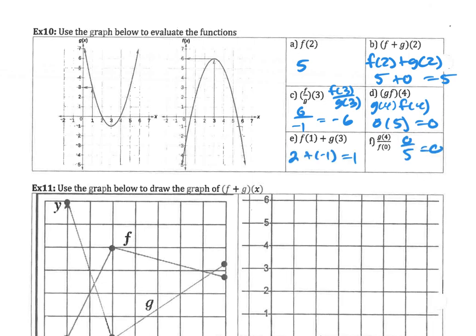All right, you can see that for E, I got f of 1 was 2, g of 3 was negative 1, and when we add them, we get 1. And then for F, I have 0 over 5, which is just 0.